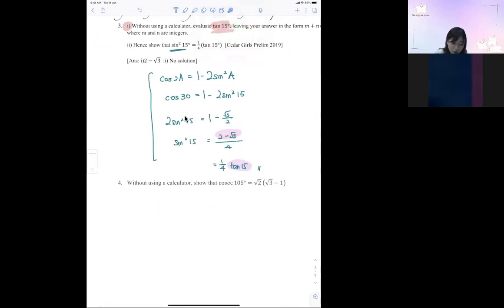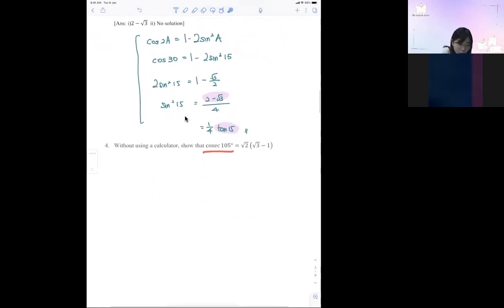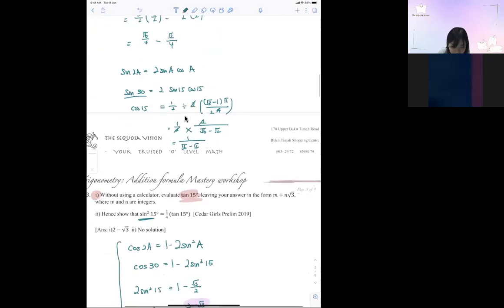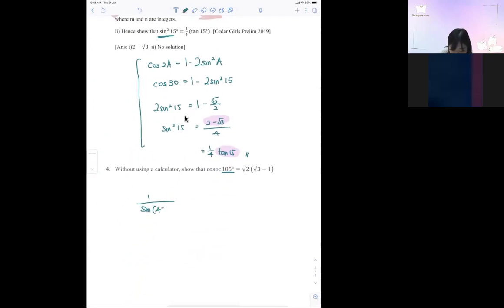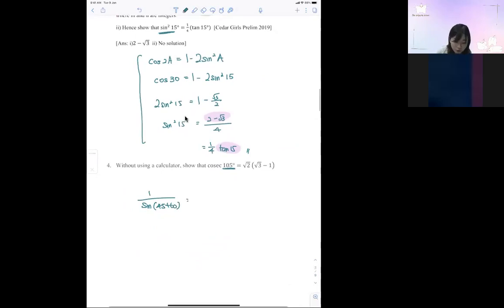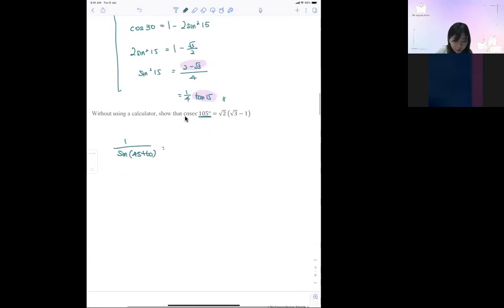Okay. Next one, cosecant. Can I let you do it? Last one already. Cosecant is 1 over what? 1 over sine. So 105 can split to what? Must use your special angle. 45 plus 60. Very good. 45 plus 60. Continue. Last one, finish ready. The picture send me, okay?